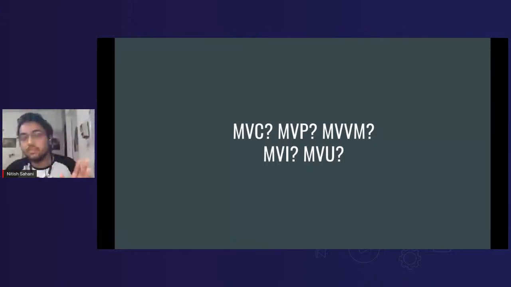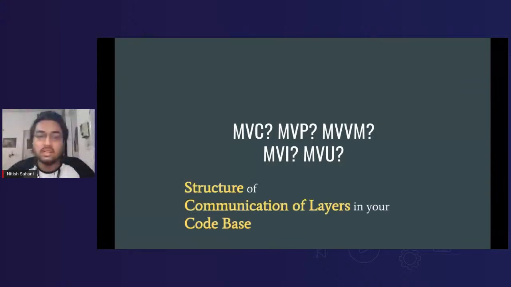I don't want to explain any of them, but the answer does not sound as complex as these definitions or these full forms sound. The answer is that all these things define the structure of how the communication of layers takes place in your code base. Like if you divide your complete code base into manageable layers, and how those layers will communicate with each other, a structure is defined around it. That is what these MVC, MVP, MVVM, MVI, different styles of architecture are. So the architecture pattern which I was talking about, these are that structure of communication of layers in your code base.